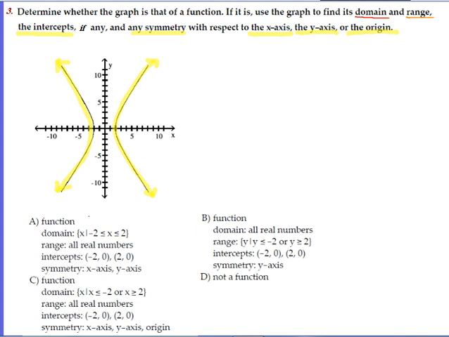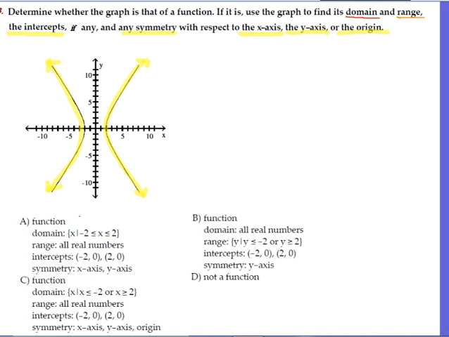Okay, so what do we use then to test if a given graph is either a function or a relation? We have to use the vertical line test. So let us take a look at the vertical line test. Let us use that for this graph.